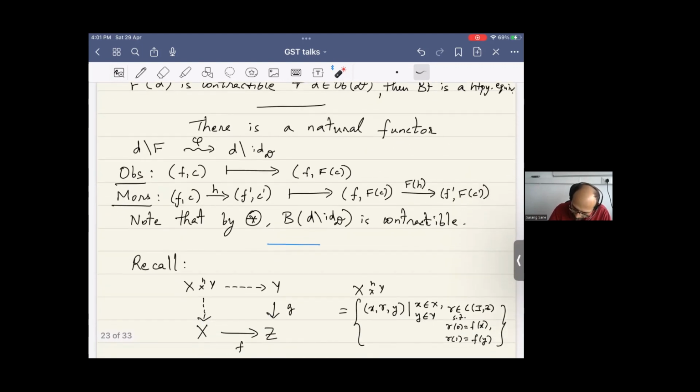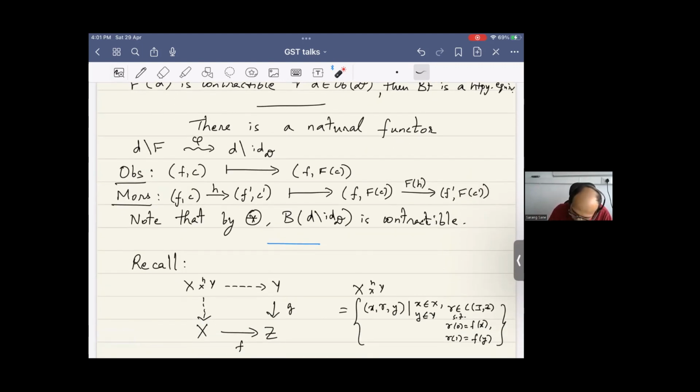So for theorem B, let's make a couple of comments before going to theorem B. So first of all, there is a natural functor from here to here. So what are these categories? So this is a comma category D comma F, right? This is the one that we have looked at. What is this? So you can look at the identity functor from D to D, and you can say, well, instead of looking at C to D, I'll take D to D, and I'd look at the comma category D comma identity D.